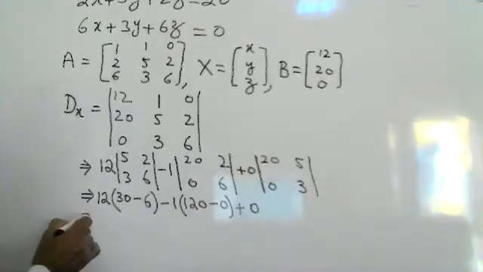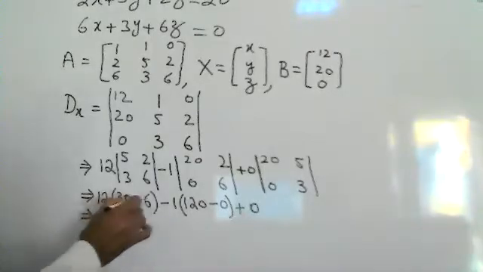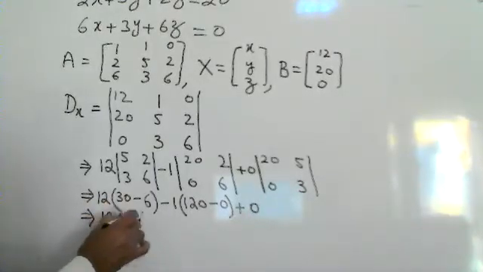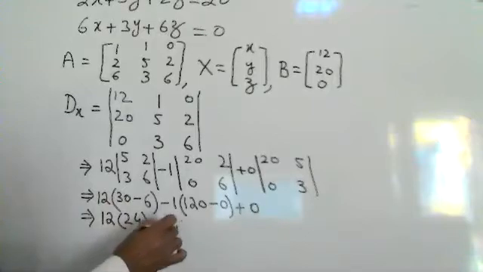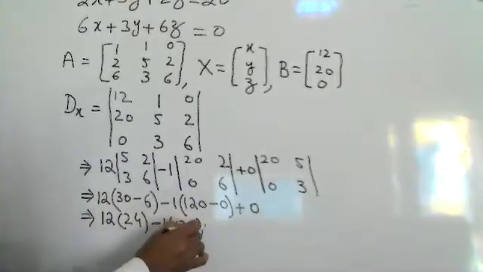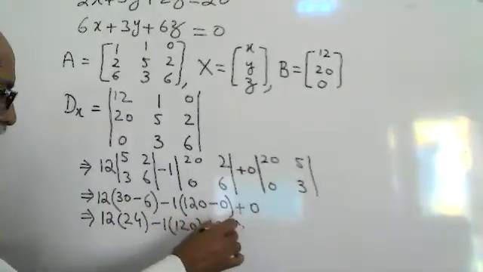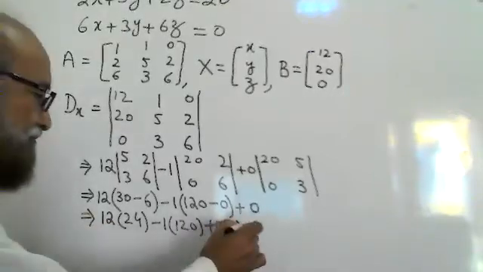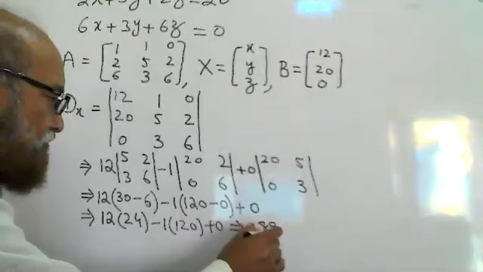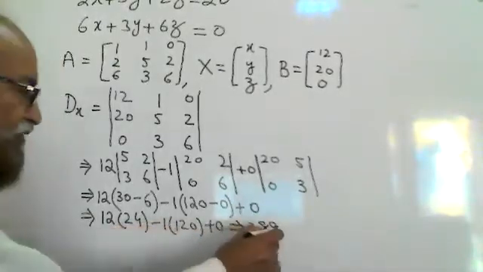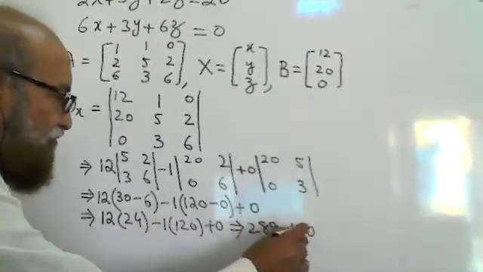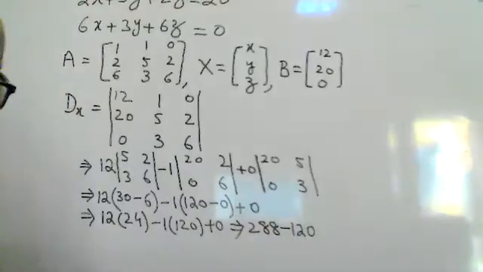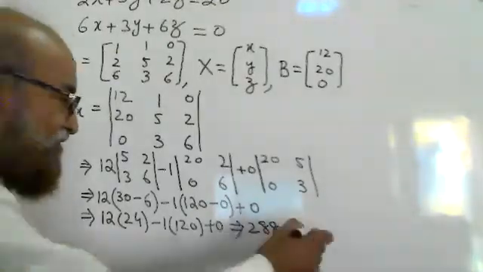Okay, further. 12 into 30 minus 6 will be 24. Minus 1 into 120. 120 minus 0 will be 120 plus 0. 12 into 24 is 288. Minus 1 into 120, minus 120. 288 minus 120 will become 168.